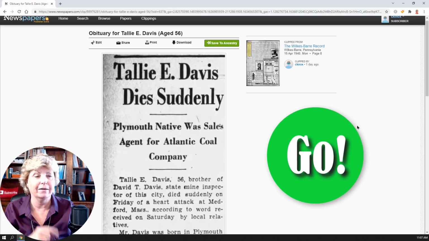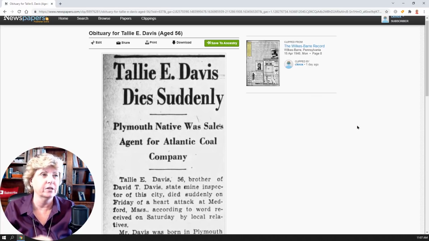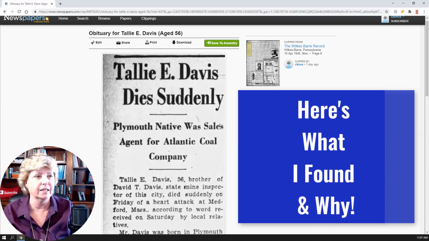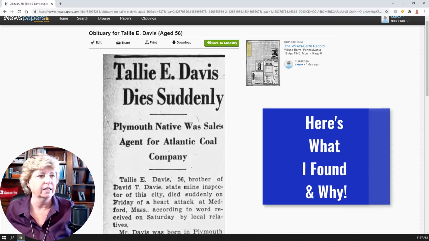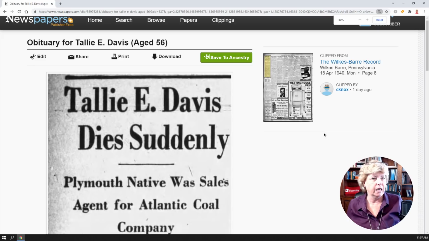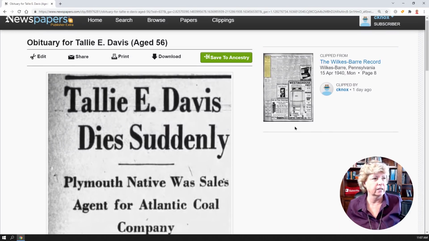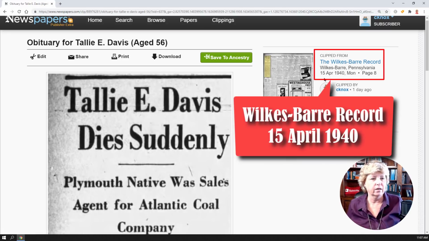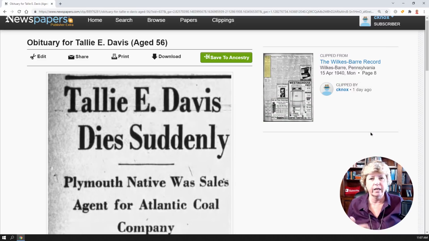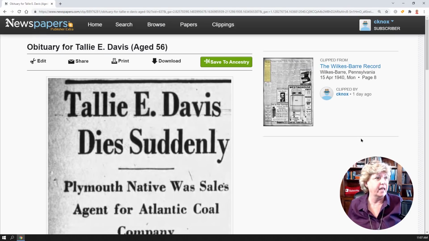Okay, are you back? All right, let's get into it. So here's the obituary for a guy named Tally E. Davis. It says he dies suddenly. I'm going to zoom in a lot so we can see this very carefully. So Tally E. Davis dies suddenly. Okay, so this is from the Wilkes-Barre, Pennsylvania Record on 15th of April, 1940, page 8. Okay, and if you're not a subscriber to newspapers.com, it really doesn't matter because you can download the PDF that I provide for you. Okay, now, this is going to be fun.